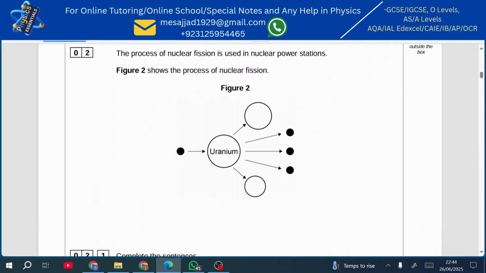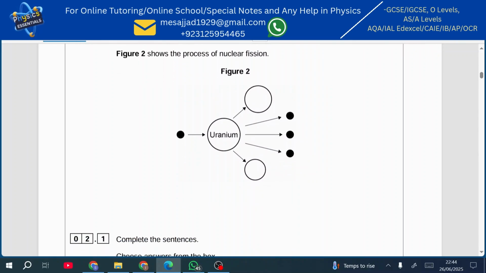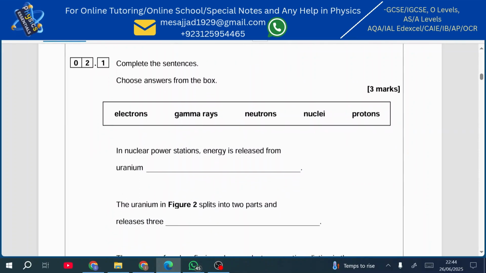Question number 2, the process of nuclear fission is used in nuclear power stations. Figure 2 shows the process of nuclear fission. Okay, so complete the sentence by using the appropriate word from the given words. In nuclear power stations, energy is released from uranium nuclei. Okay, because we have so many atoms and so many nucleus, and when you have so many nucleus, it is called nuclei, because nucleus is single and nuclei is plural. You need to remember this.